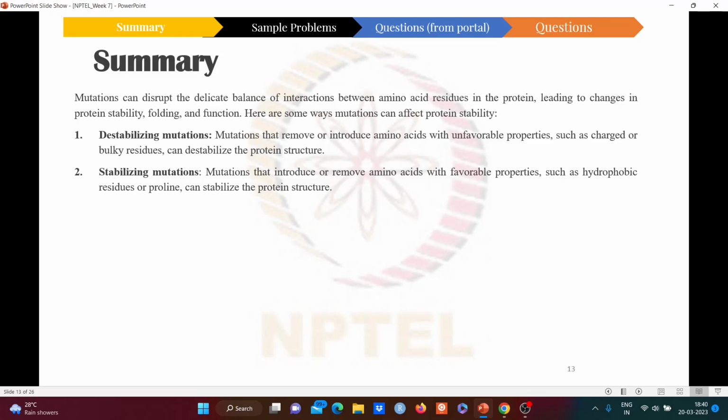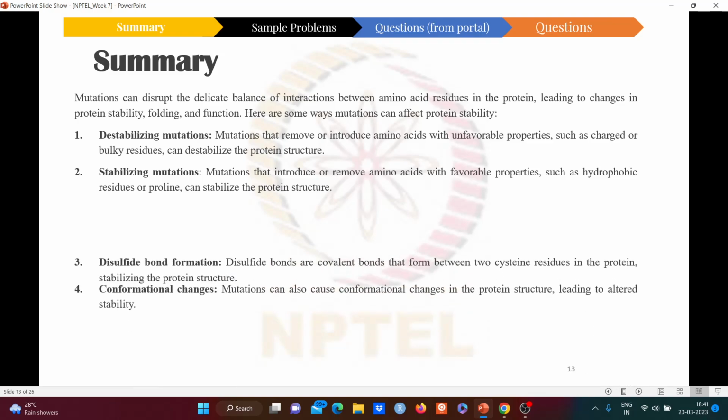Next are the stabilizing mutations. Here, mutations introduce or remove amino acids with favorable properties and can stabilize the protein structure. Stabilizing mutations can enhance the hydrophobic interactions and promote folding of the protein. For example, substitution of glycine with proline in collagen stabilizes the triple helix structure of the protein and prevents its degradation. Okay, I'll be discussing point mutation after this slide.